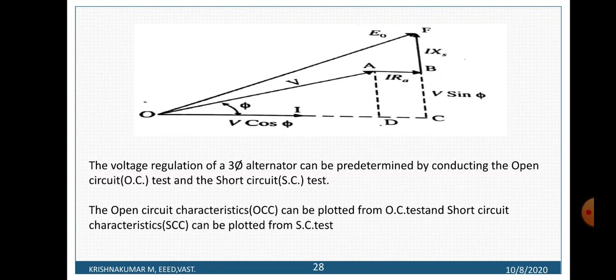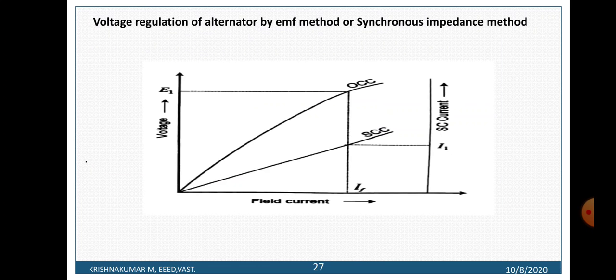The voltage regulation of a three-phase alternator can be predetermined by conducting the open circuit test and short circuit test. The open circuit characteristics can be plotted from the OC test, and short circuit characteristics can be plotted from the SC test. Thus we can draw these two characteristics like this.